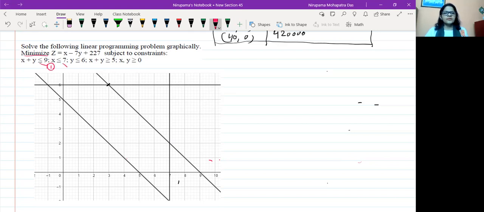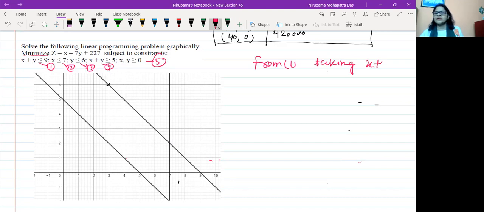Constraints 1, 2, 3, 4, 5. From 1, taking x plus y equal to 9, I can write x, y: 0, 9 and 9, 0. For 2 and 3 we don't have to. 2 is x less than equal to 7, and 3 is y less than equal to 6.